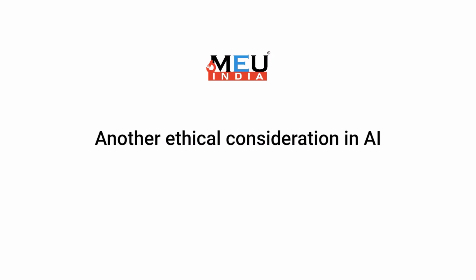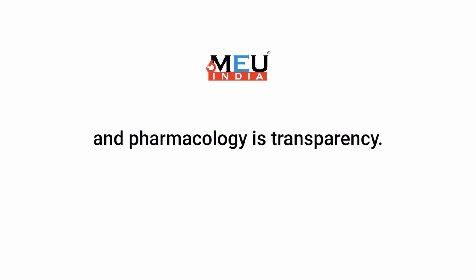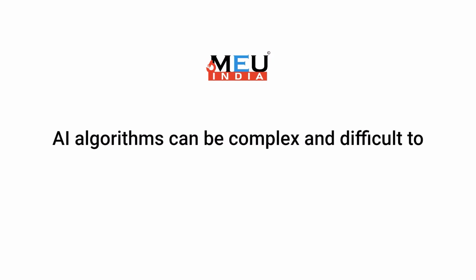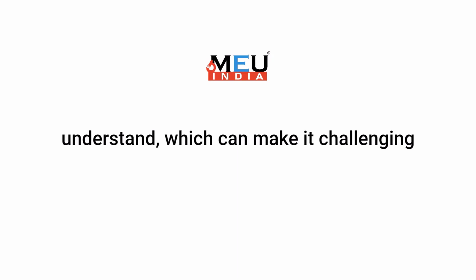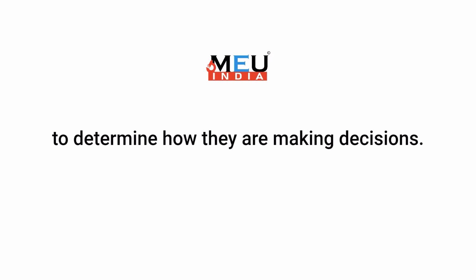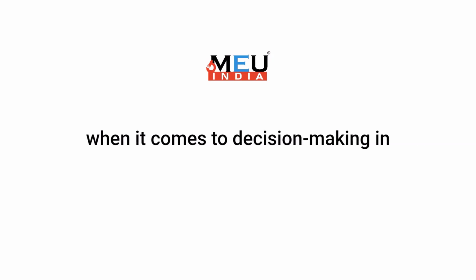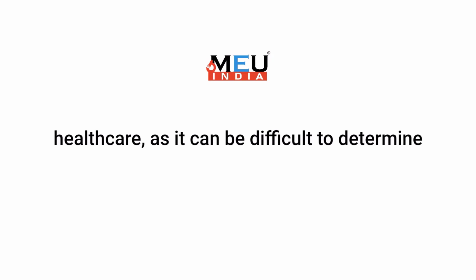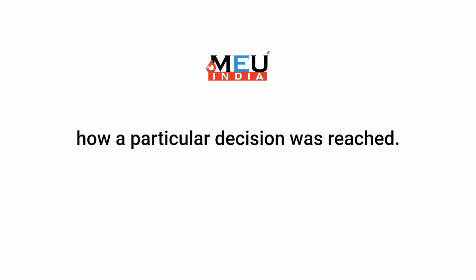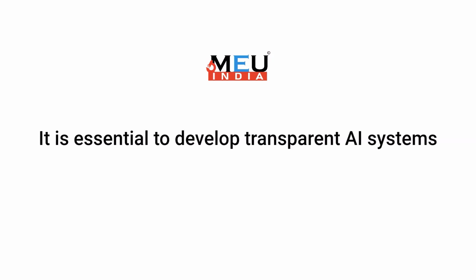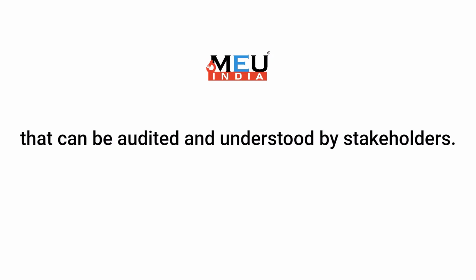Transparency. Another ethical consideration in AI and pharmacology is transparency. AI algorithms can be complex and difficult to understand, which can make it challenging to determine how they are making decisions. This lack of transparency can be problematic when it comes to decision-making in healthcare, as it can be difficult to determine how a particular decision was reached. It is essential to develop transparent AI systems that can be audited and understood by stakeholders.